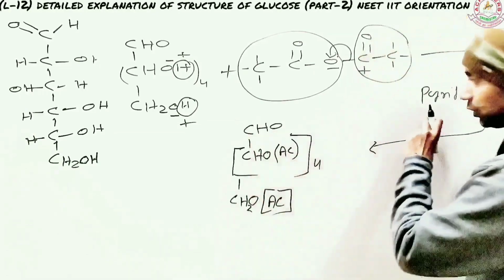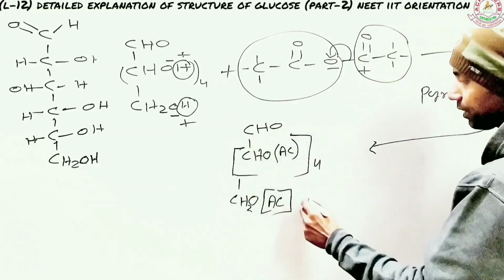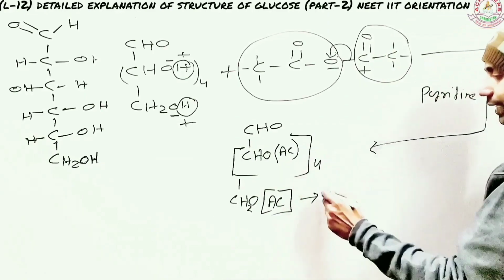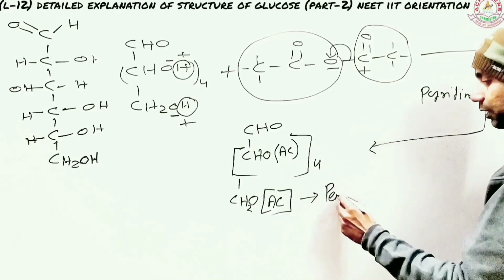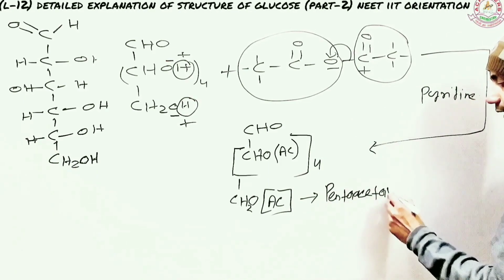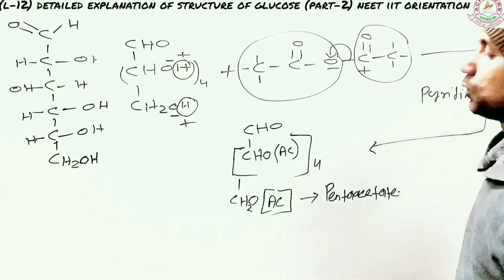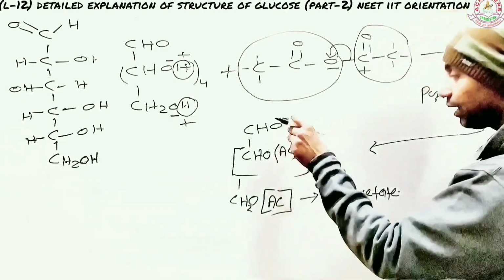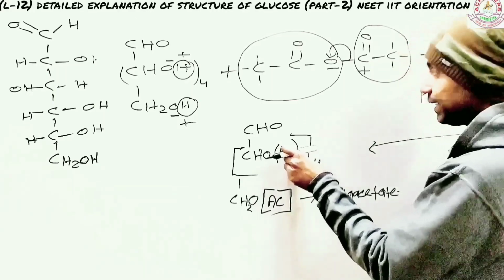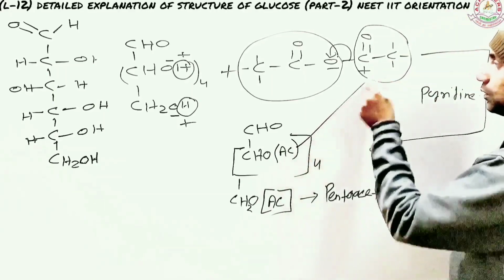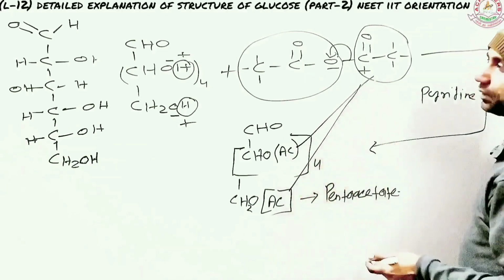So by performing this reaction, what this is forming here is called your ester, this is called your pentaacetate. Let me repeat: pentaacetate is what you are getting here. So pentaacetate is forming. In case you have a problem, let me tell you what I am doing here. This AC is representing acetyl, and this is your acetyl group, right?